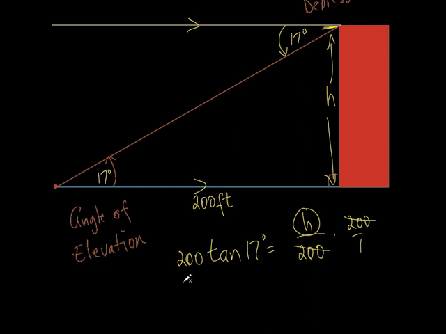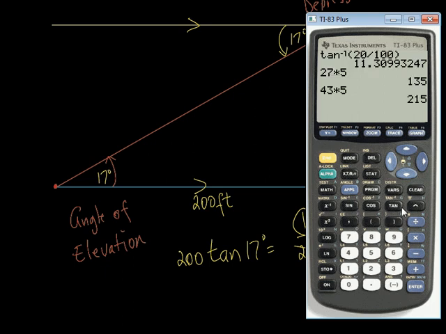And then some people are doing this. They put 200, and then they put an X, and then tangent of whatever. I don't think it's necessary to have that X right there. I just put the 200 in front of it. That means 200 times the tangent of 17. The tangent of 17 is just some old number, right? I can put that in my calculator.